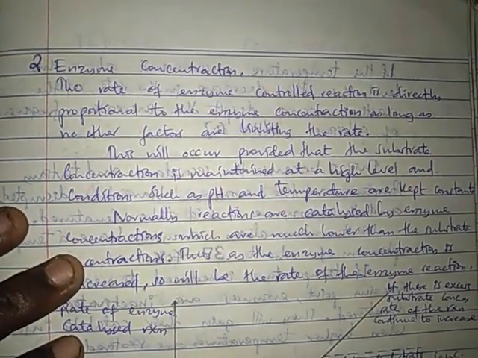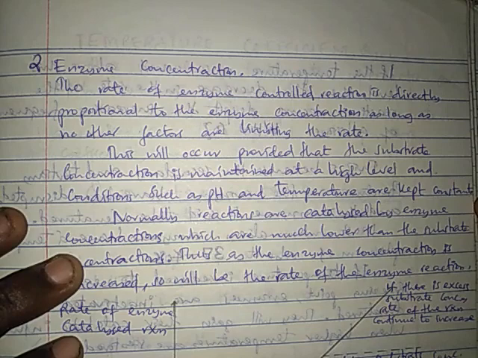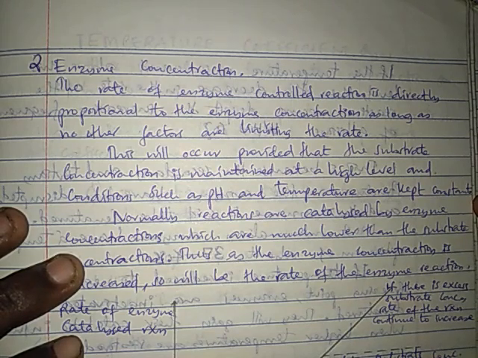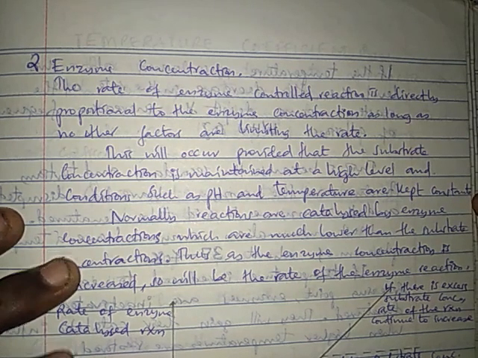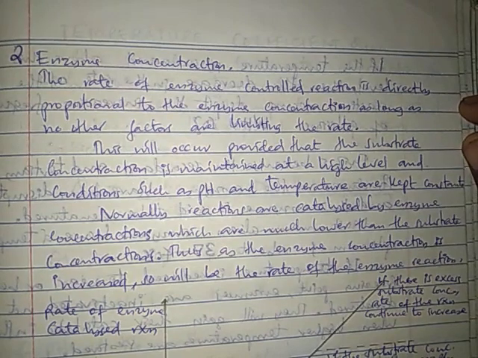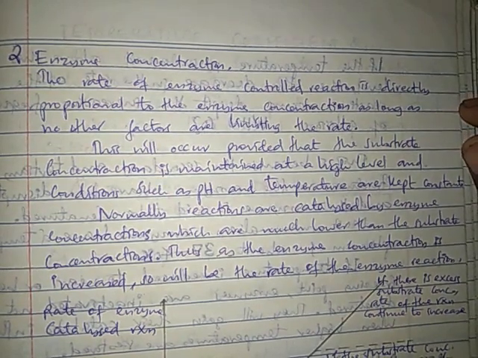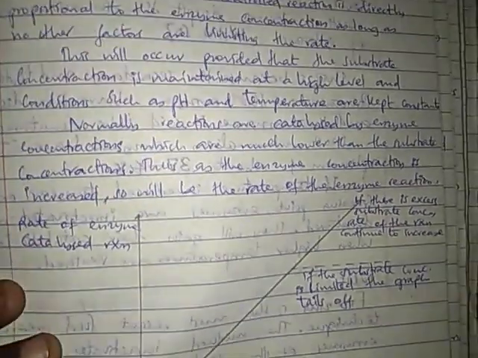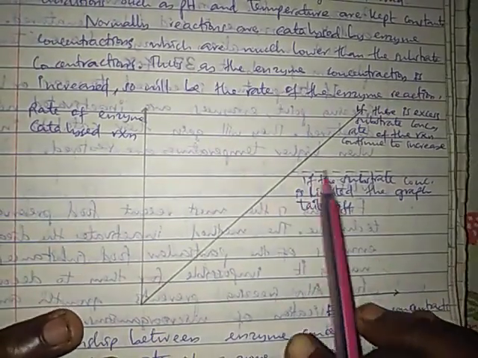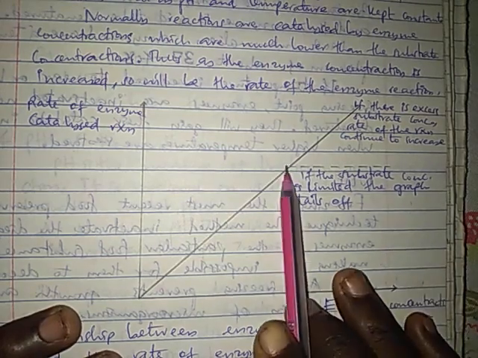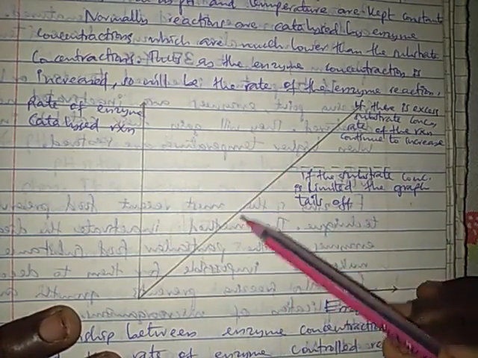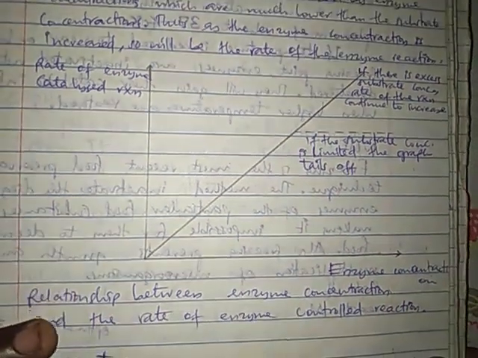The rate of enzyme controlled reaction is directly proportional to the enzyme concentration as long as no other factor is limiting the rate. Kwa hiyo rate ya enzyme controlled reaction inazidi kuongezeka kwa kadri unavyoongeza enzyme, lakini kuna wakati ambao unafika graph inakuwa flat ghafla, kama ambavyo unaweza kuona hapa. Kwa nini? Kwa sababu substrate inakuwa imeshaisha. Kwa if substrate concentration is limiting, graph itakuwa flat kabla. Lakini kama substrate concentration iko ya kutosha, is excess, basi graph yako itakuwa straight kama hivyo.